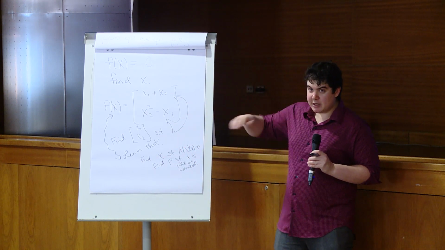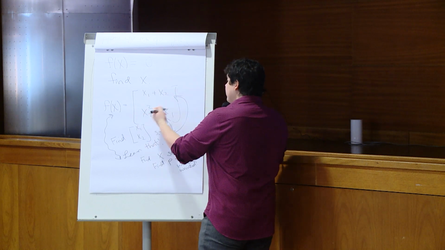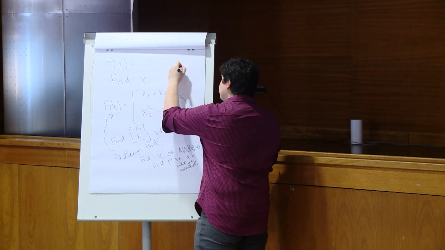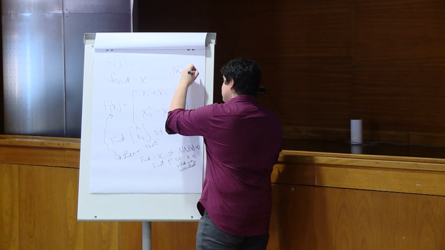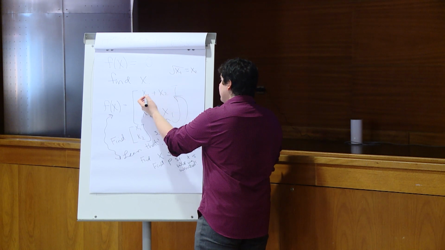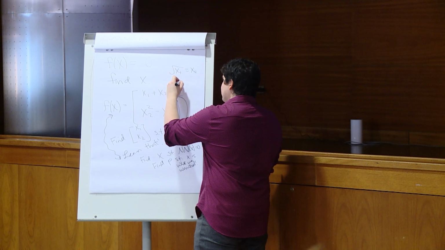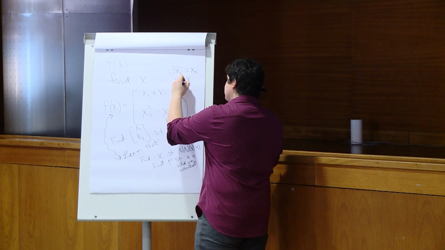Let's look at this function for a second. If we were to do this, we'd have to have that the square root of x1 equals x2, and then we'd also have that. So we'd have x1 plus square.